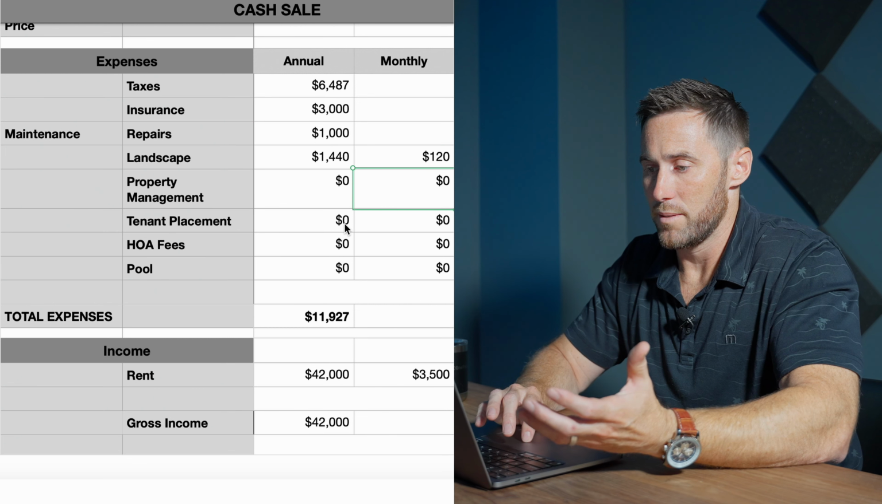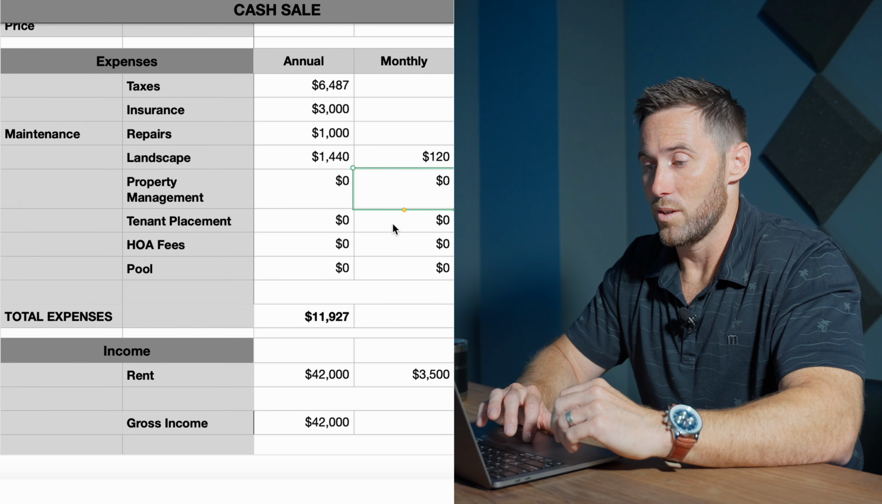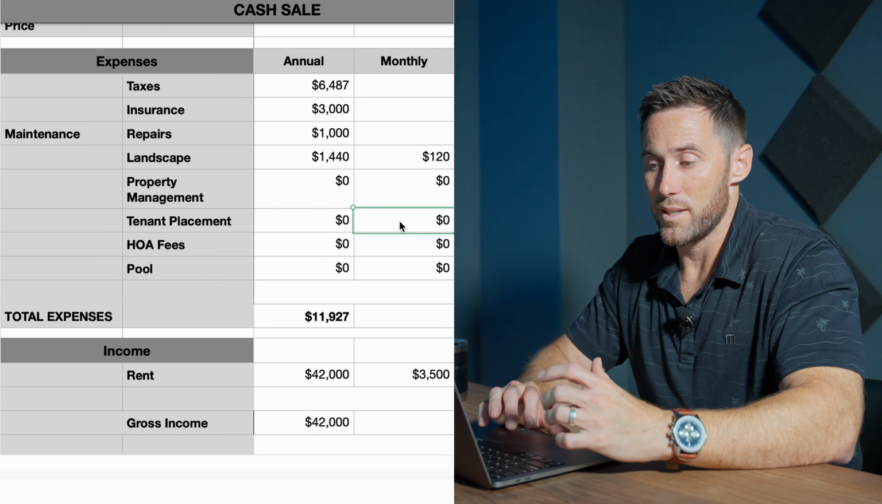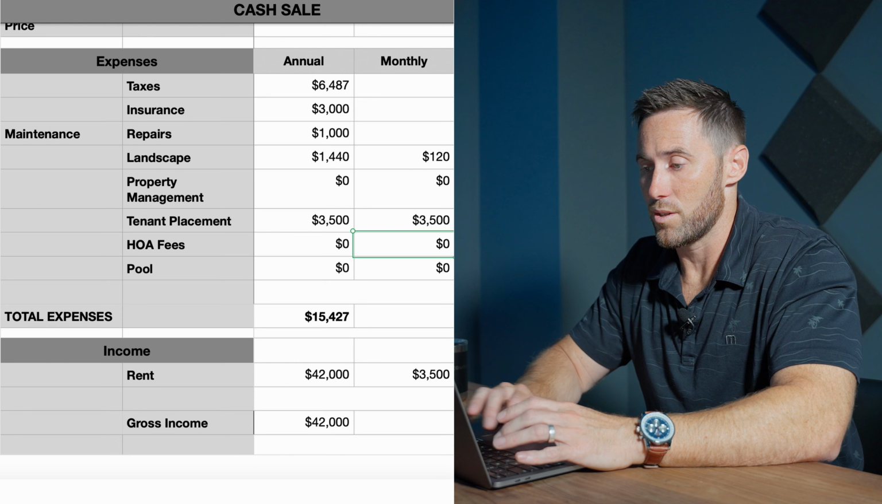Then property management. Let's assume it's your first property and you're okay managing it yourself, so that's going to be $0. But you want to hire a realtor to do a tenant placement. That could be equal to 1 month rent. So we know that's about $3,500.